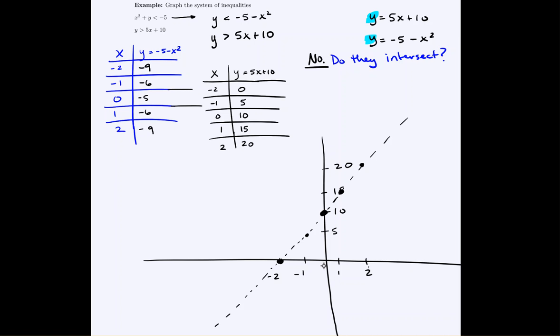We know at 0 it's at -5. And then we've got about -10. -9 is here. -6. Now we know this is a parabola, and again, since it is strictly less than, we're going to do a dotted line.